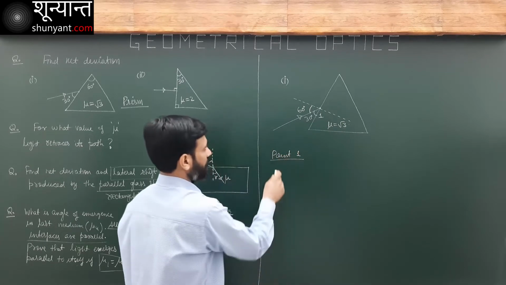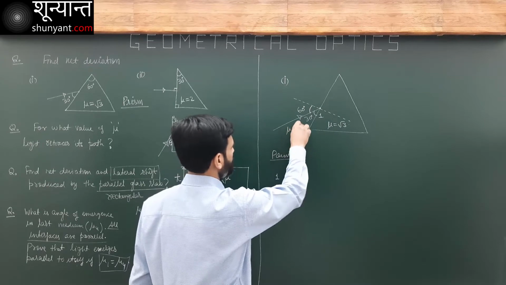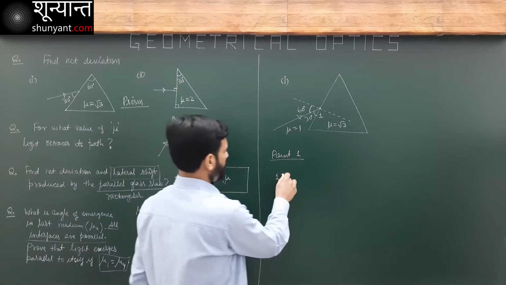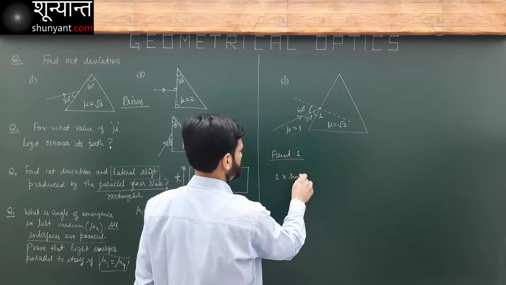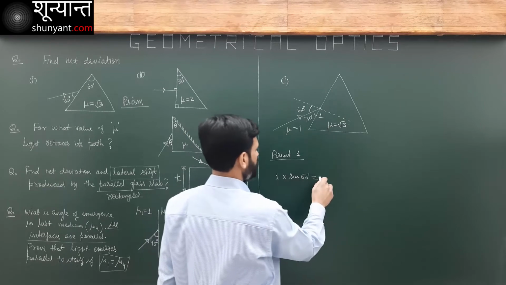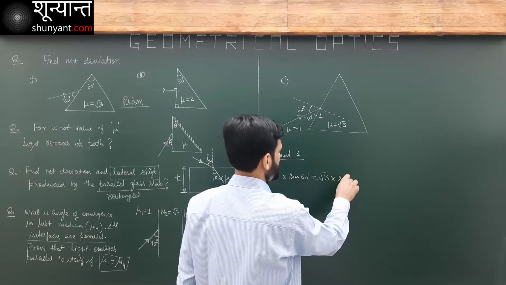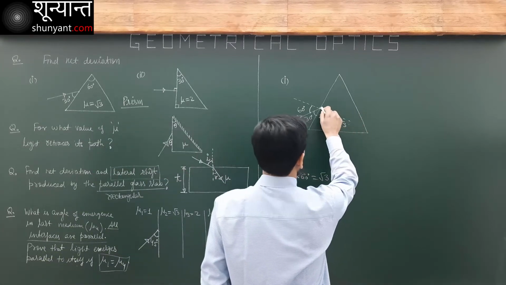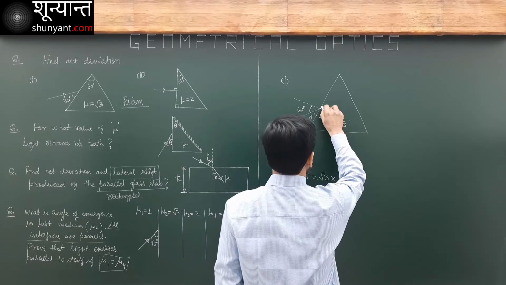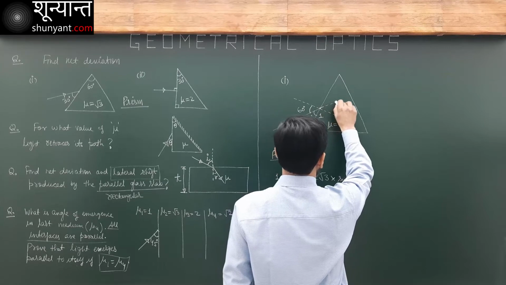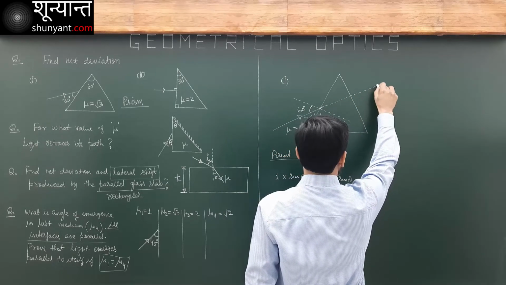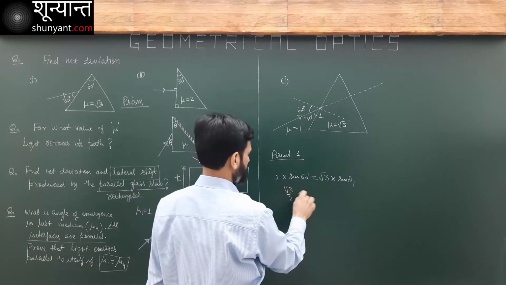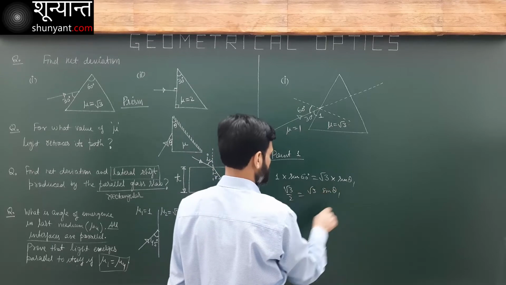Point 1. I will write this 1. This mu is equal to 1. If nothing is given, that means it's vacuum or air. So 1 times sine 60 is equal to root 3 times sine theta 1. Let's say it is theta 1 here. This is my original direction of the incident ray. What is going to be theta 1? So root 3 over 2 is root 3 sine theta 1.